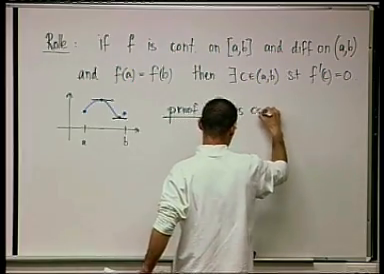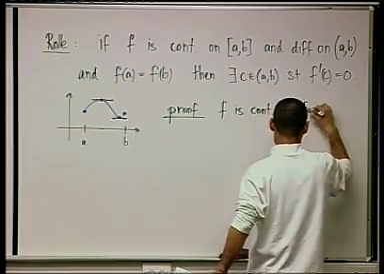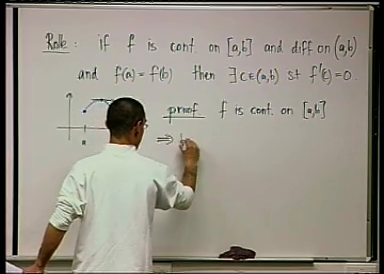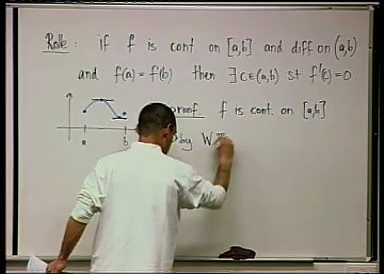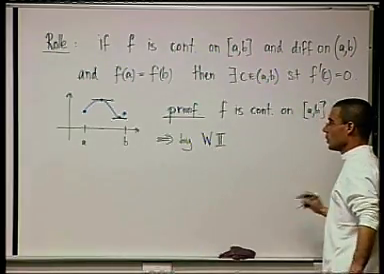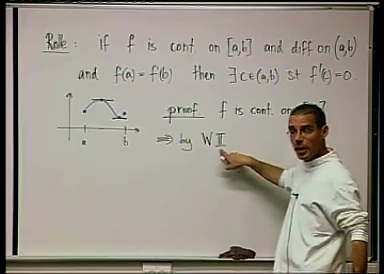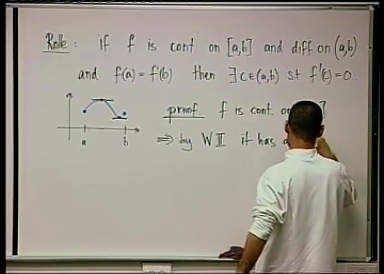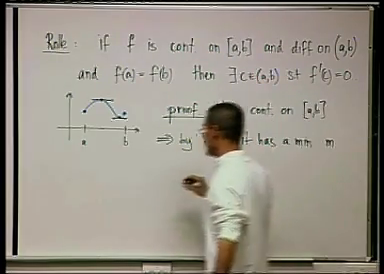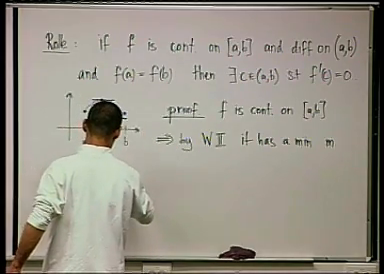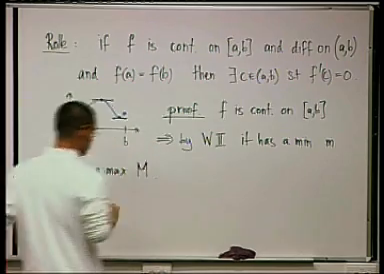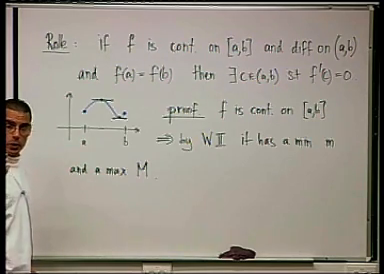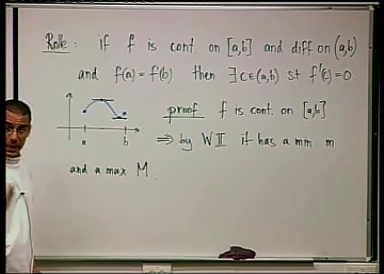F is continuous on AB. Therefore, by, let's write Weierstrass 2, continuous function on a closed interval, by the Weierstrass theorem, the second part, it has a minimum, let's call it little m, and a maximum, let's call it big M. And continuous function on a closed interval has a minimum and a maximum.